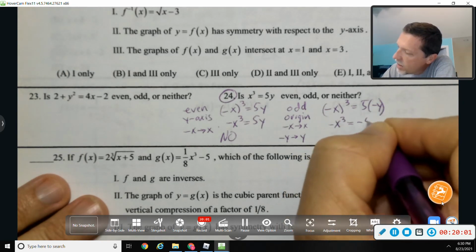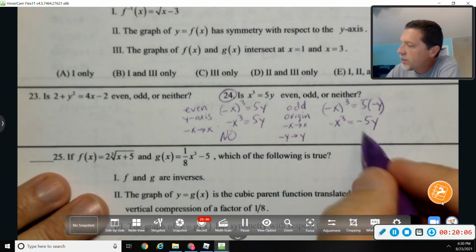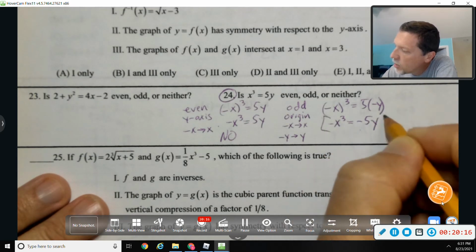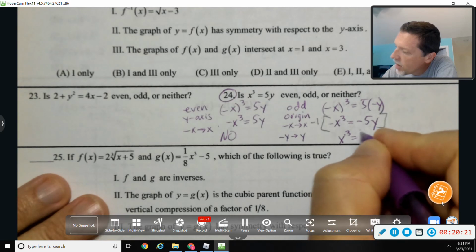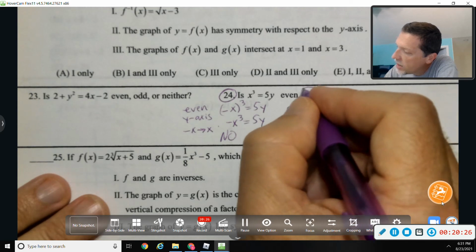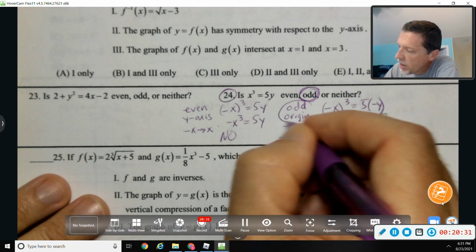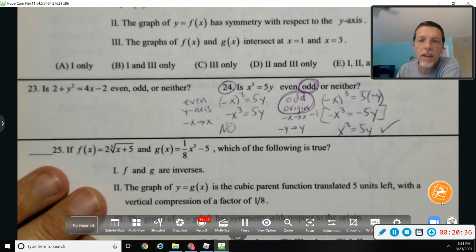And then I hope you're paying attention because we've seen this kind of thing before where you look at that and you're like, oh, that's not the same as the original. Look at all those minus signs. Hopefully your brain then says, wait a minute, all those minus signs, something's going on. If I multiply everybody by -1, I get x cubed equals 5y. And we do have the same as the original. So this is an odd function because it has origin symmetry. So I wanted to do that one because of the two negatives thing that sometimes shows up.